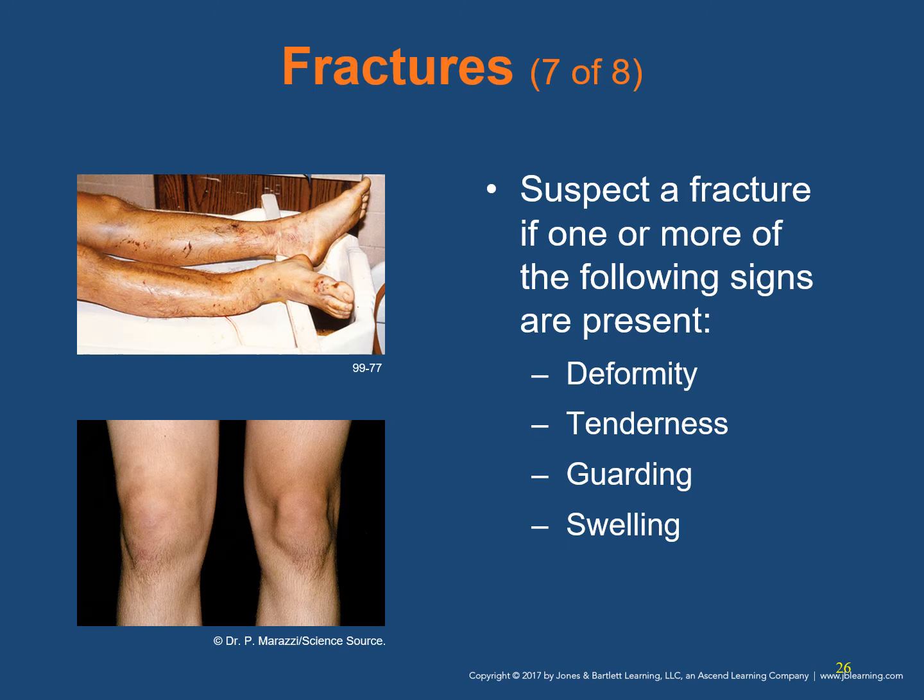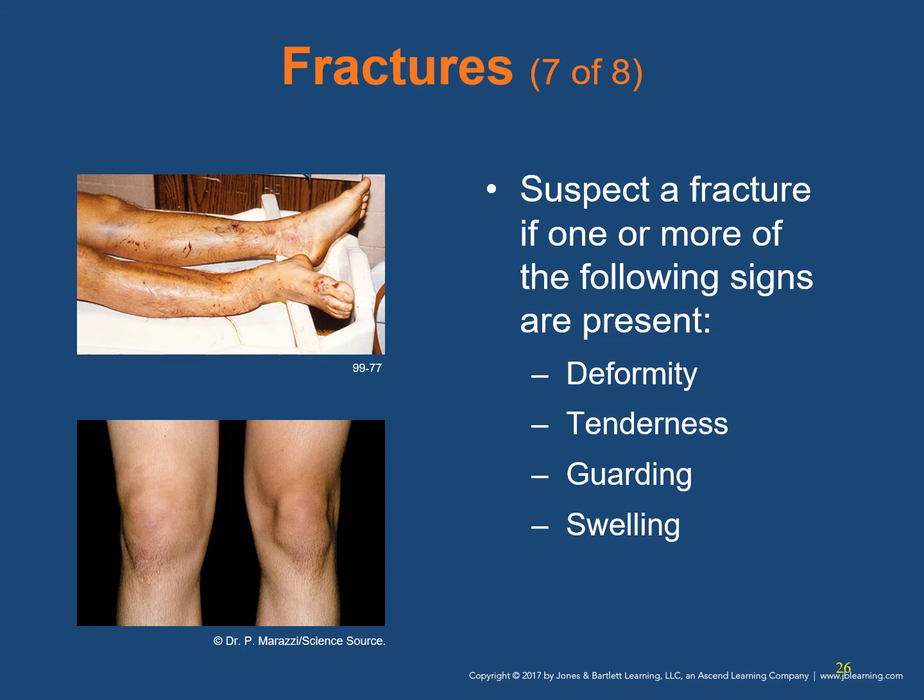Suspect a fracture if one or more of the following signs are present. Deformity. The limb may appear to be shortened, rotated, or angled at a point where there is no joint. Always use the opposite uninjured limb as a mirror image for comparison. Tenderness. Point tenderness on palpation in the zone of injury is the most reliable indicator of underlying fractures.